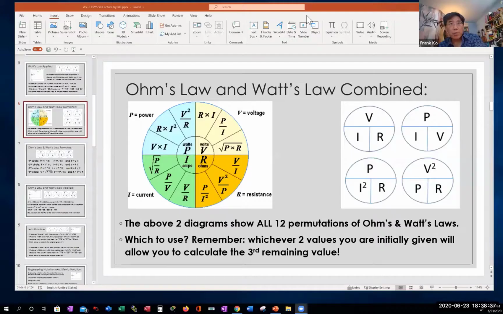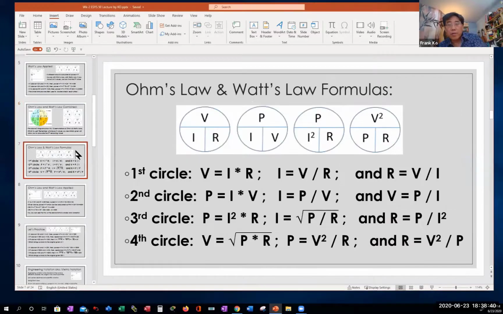Okay, so going back to share, let's go to the next slide. And the next slide is here. All 12 formulas are spelled out for you. From the first circle, I get 3 formulas: V is equal to I times R, I is equal to V over R, and R is equal to V over I. The first circle and the second circle are what we're going to primarily use for the next bunch of weeks. I give you the third and fourth circle formulas and their derivatives as a point of reference. But don't be intimidated. We're really working mostly from the first 2 circles, so at most, these 6 formulas.